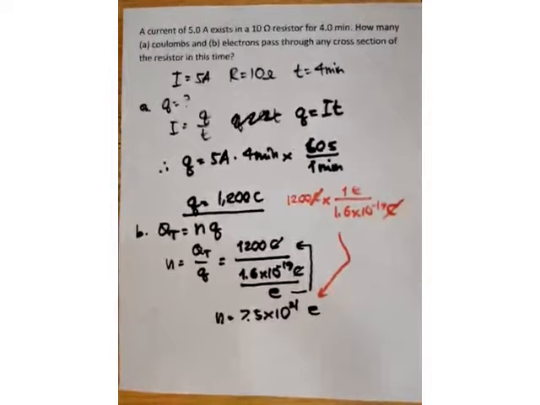Saan galing yung one? Yun yung charge nung electron and proton. Yeah, that's the charge. Yes, constant yun. 1.6 times 10 to the negative 19. So that's the charge of either an electron or a proton.